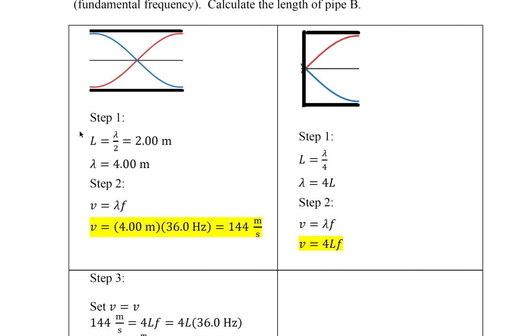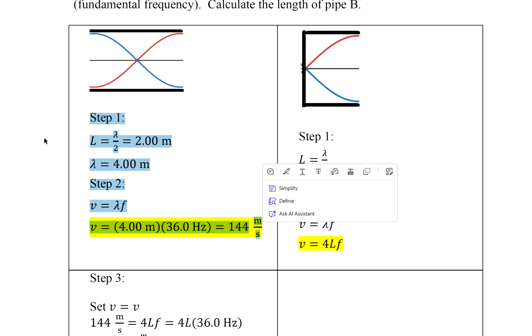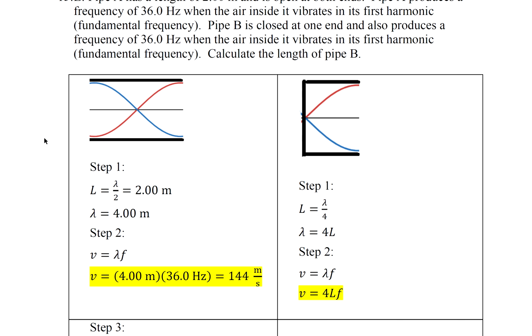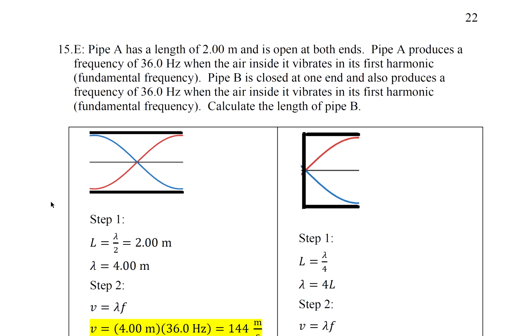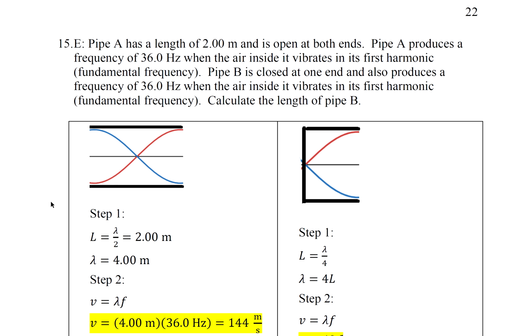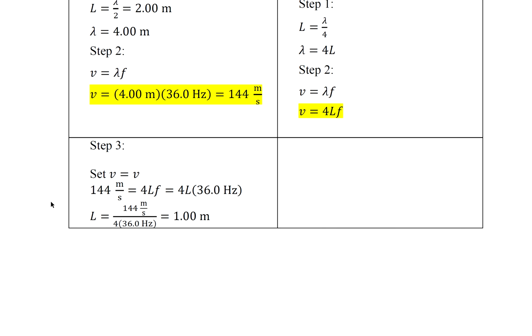So we could see step 1, we solve for lambda. Step 2, we use the equation v equals lambda f. And now look at the image on the top right. Step 1, we solve for lambda. Step 2, we use the equation v equals lambda f. Step 3, we're going to set the speeds equal to each other, because the speed of sound is going to be the same in both of them. So L is equal to 1 meter.